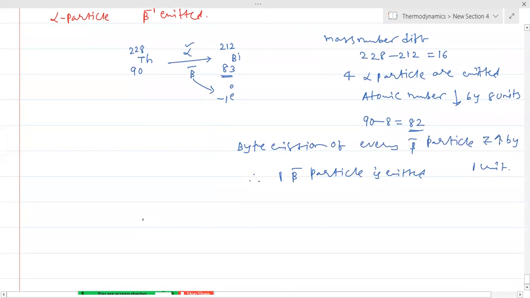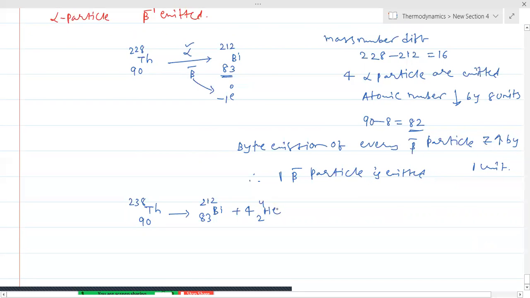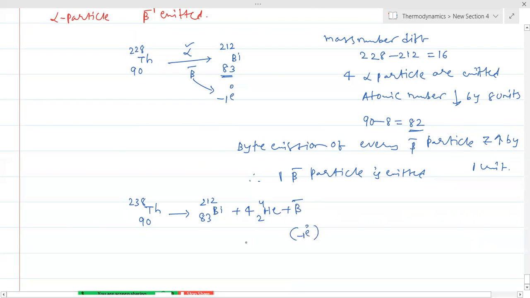So we can conclude the equation: 90 thorium 228 gives rise to 83 Bi 212 plus 4 alpha particles plus 1 beta minus, which we can also write as minus 1 e 0. No issues. In this way, we will understand the decay.